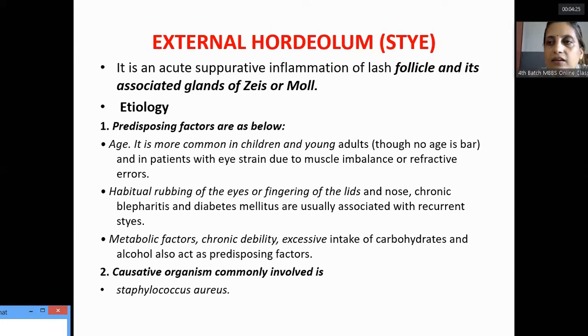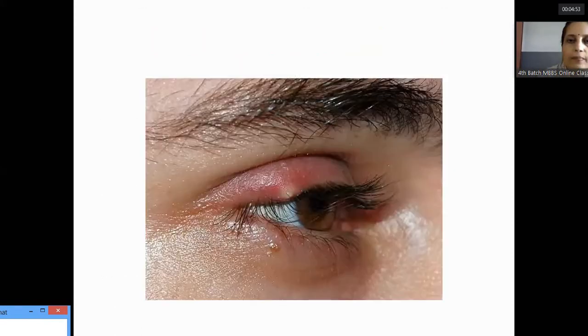So if any patient comes to you, or a guardian complains that the child is having this again and again, then you have to think of and ask the history regarding this. Metabolic factors, chronic debility, and excessive intake of carbohydrate and alcohol are also predisposing factors. The causative organism is Staphylococcus aureus. So see, there is a pus point at the line of the hair follicles where the signs of inflammation are there.